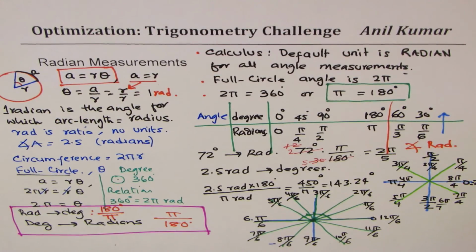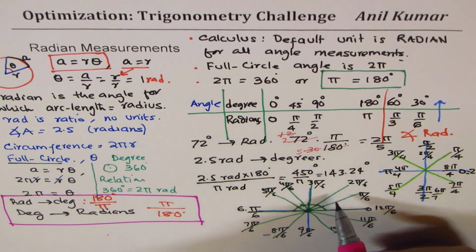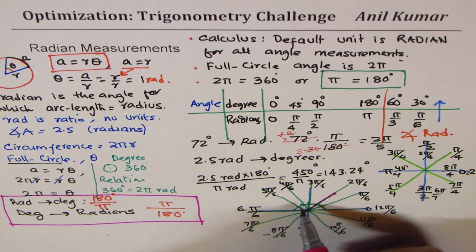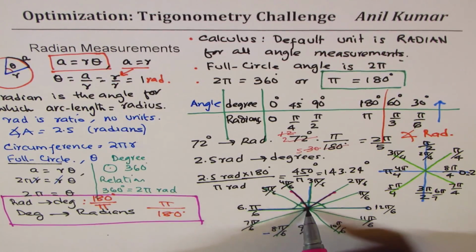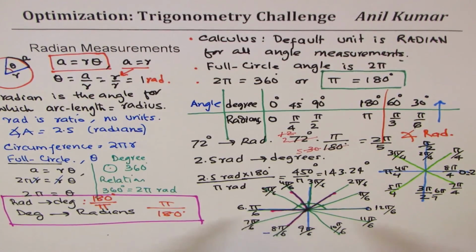Do you see that? So easy. That is how you sketch your angles in radians. Nothing can be simpler than this. I hope that is well taken, correct? Now you'll notice that these lines are pi by 3 apart, right? So the even multiples are pi by 3 apart. Do you see that?